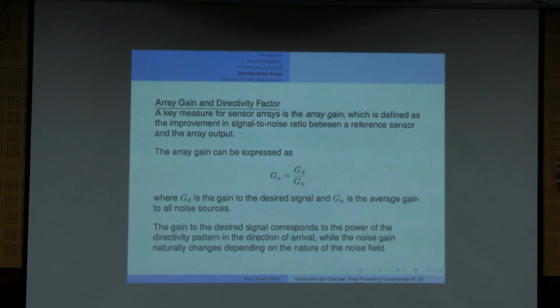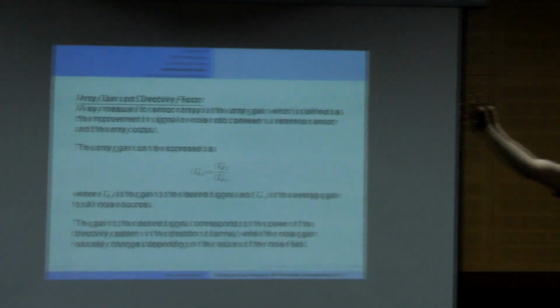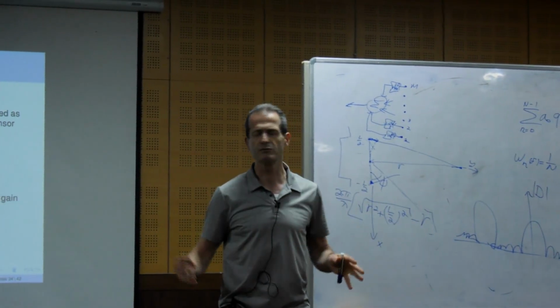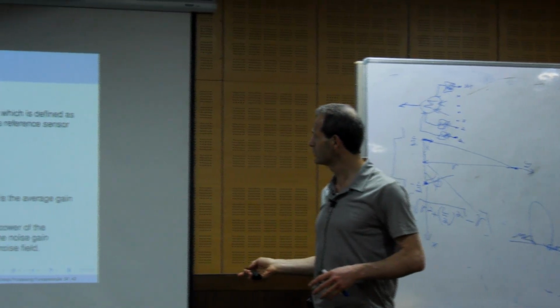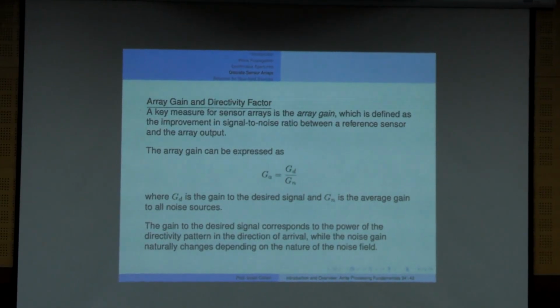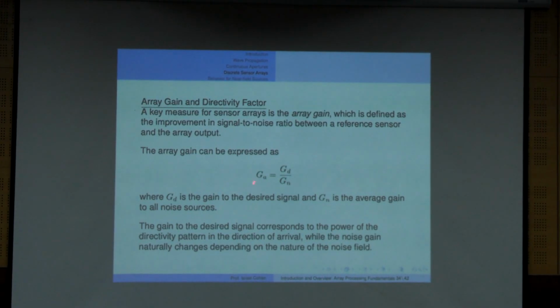Sometimes there are many sources that come from different directions, like in a conference, where many people speak at the same time. There are many noise sources from different directions, and we want to know the improvement in signal to noise ratio of the desired signal compared to the background noise in these conditions. So we call it the directivity factor. It is a very important measure, and we are interested in improving the directivity factor.